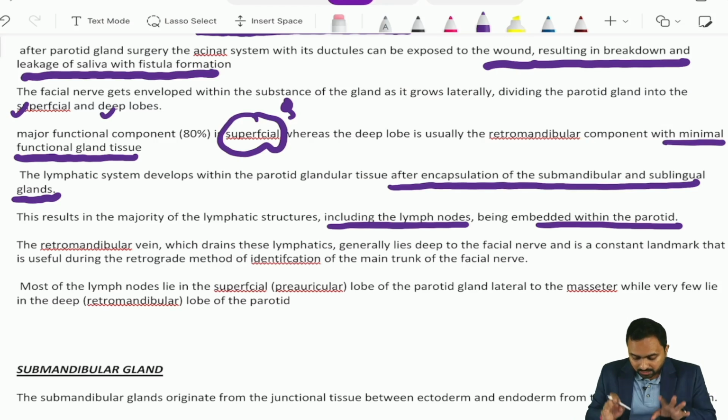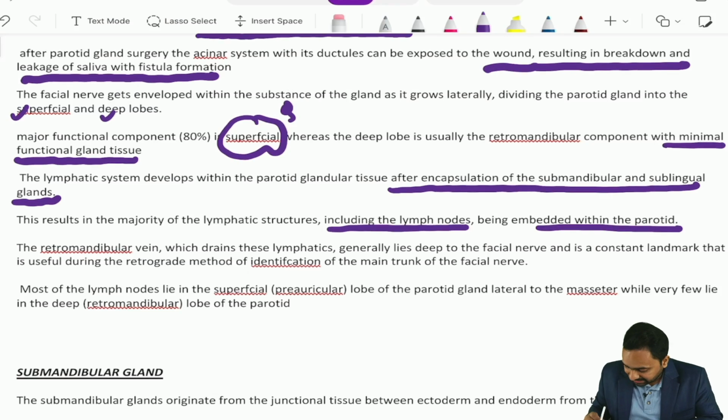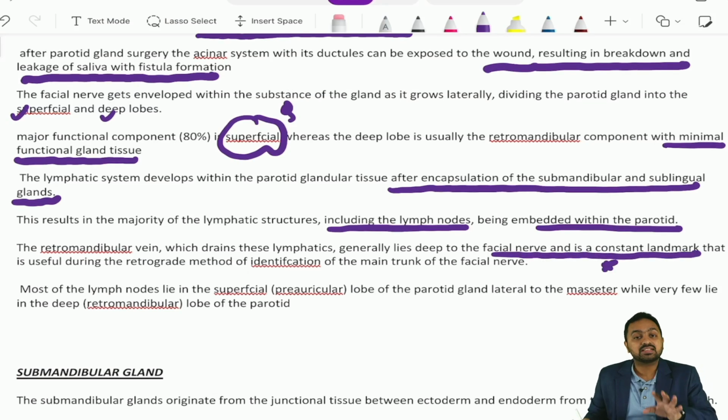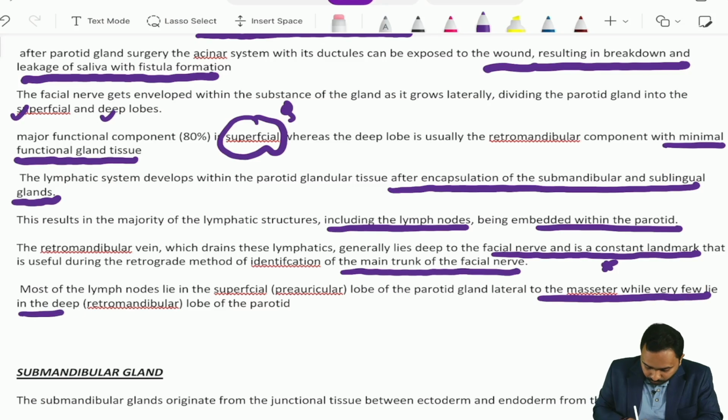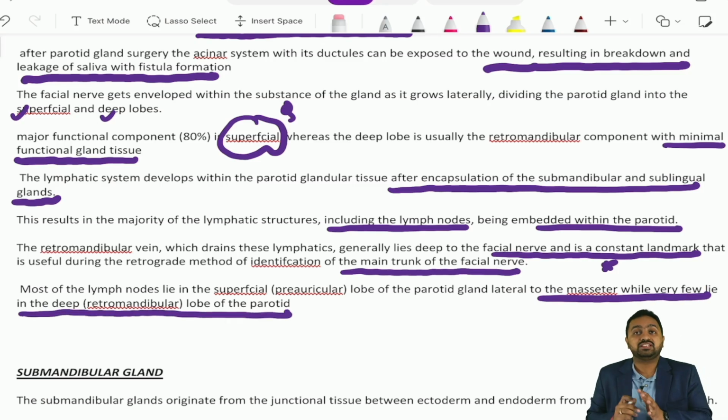The retromandibular vein, which drains this area, generally lies deep to the facial nerve and is a constant landmark that is useful for the retrograde method of identification of the main trunk of the facial nerve. Most of the lymph nodes lie in the superficial lobe of the parotid gland lateral to the masseter, while very few lie in the deep lobe of the parotid gland.